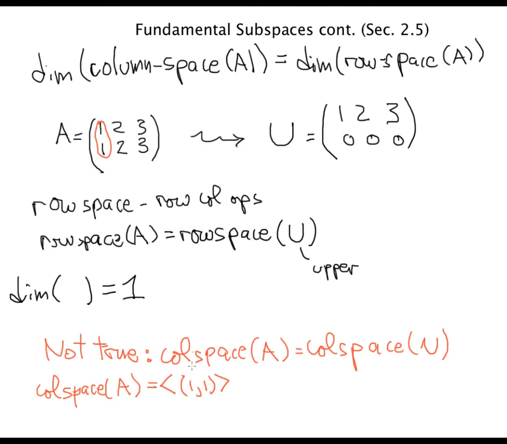Whereas the column space of U is the span of the vector 1, 0. And those two spaces are definitely not the same. However, they do have the same dimension. That's the key point. Even though these spaces are not the same, these two here have the same dimension.